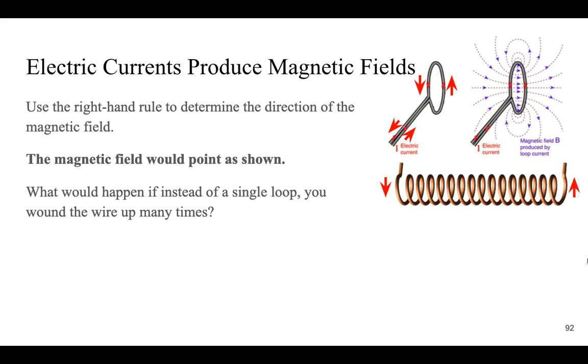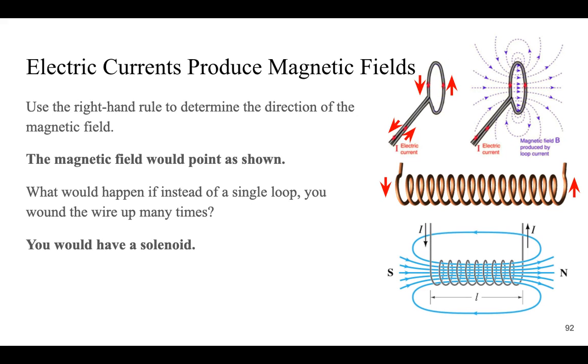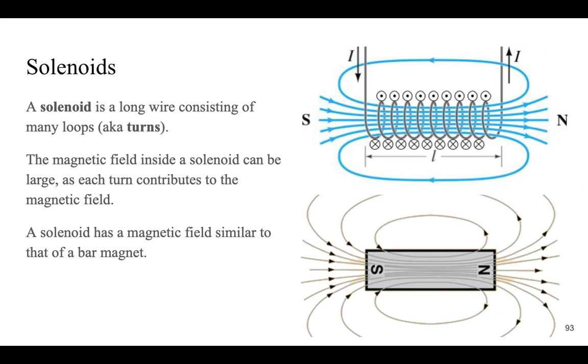So what do you think is going to happen with the magnetic field if we have this arrangement? You're going to get a lot of magnetic field because what you've just built is called a solenoid. So a solenoid is a long wire consisting of many loops, although we're usually going to call them turns. So these are turns.